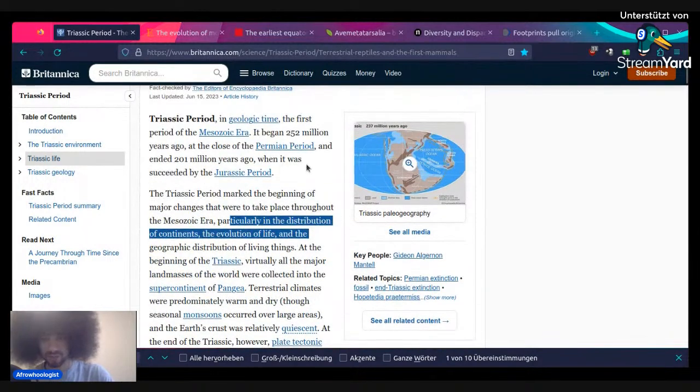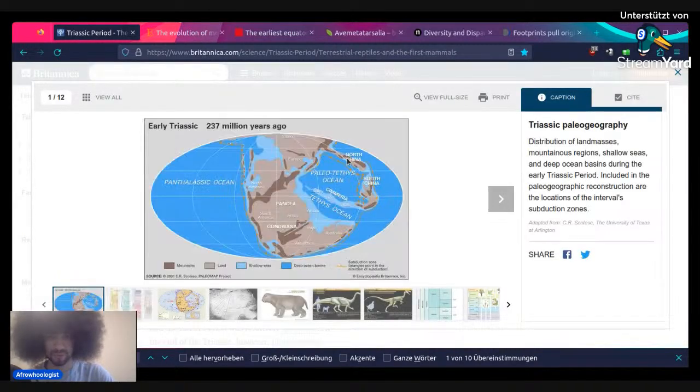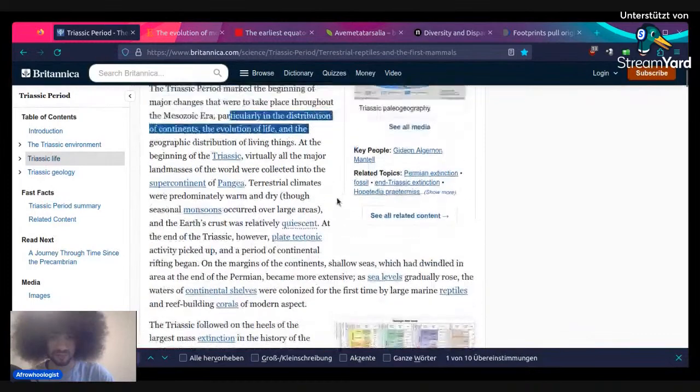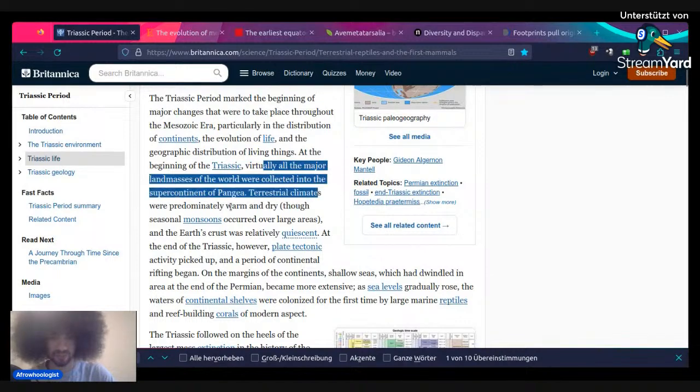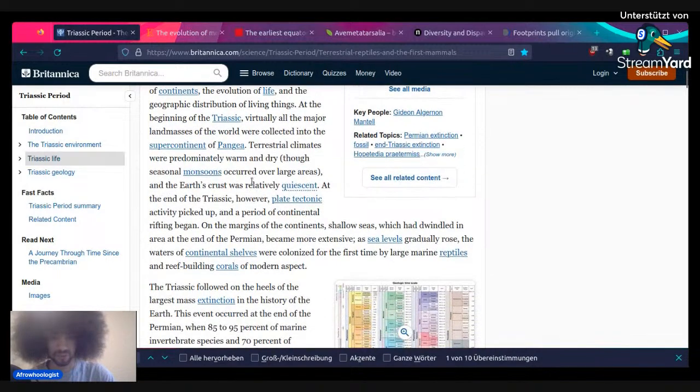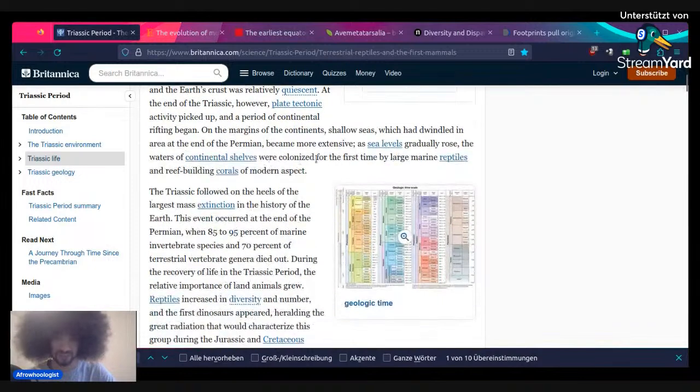So remember, all of the land masses are theoretically part of this landmass called Pangaea. So this is 237 million years ago, about 10 million years before, so it's still basically Pangaea. At the beginning of the Triassic, all the major land masses were collected to the supercontinent of Pangaea, which just means all lands. Again, I went through last time the assumptions that they made about the climate of Pangaea, but this is what I want to get into.